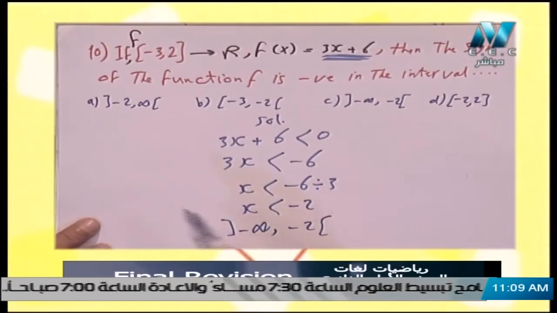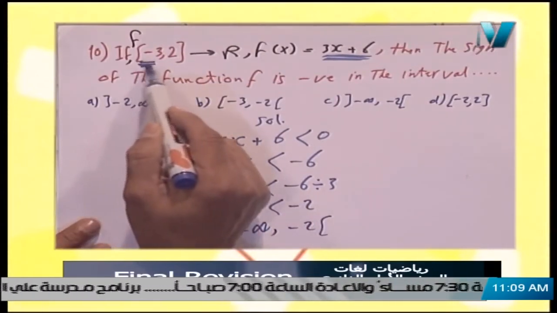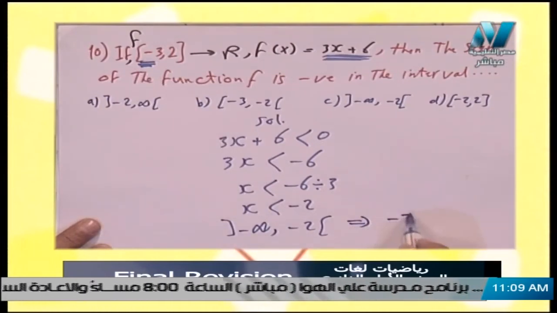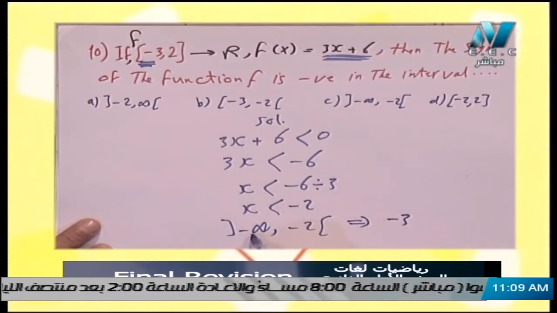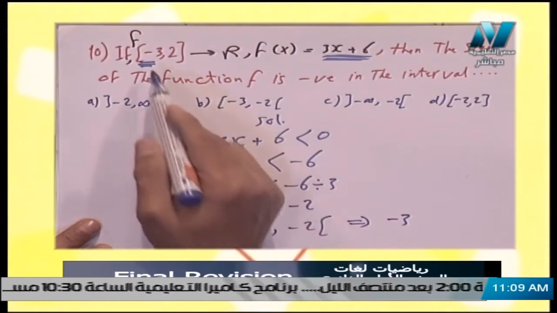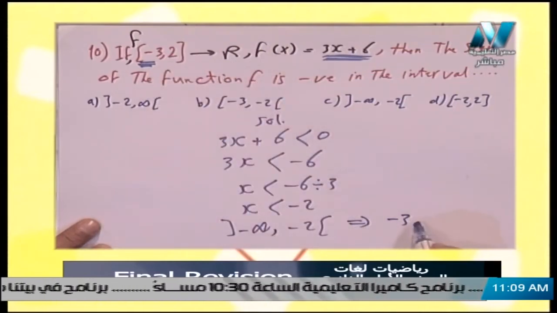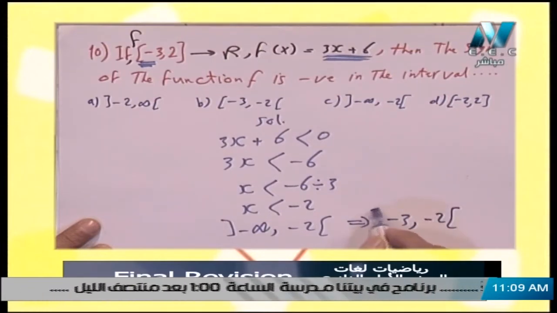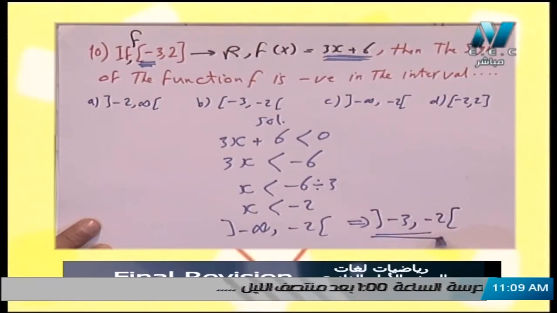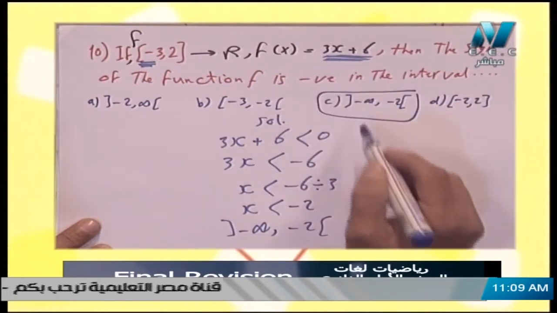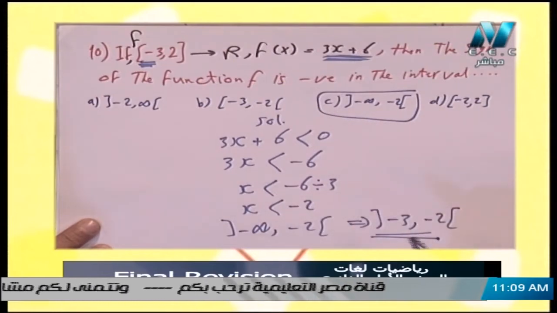But we have only the starting point here, which is negative 3. So we can put negative 3 instead of negative infinity because it is the starting point for this function. So it will be negative 3 and negative 2 open. So it is the solution set. Where is the solution set? It's C. Now, negative... no. It's negative 3 and negative 2.